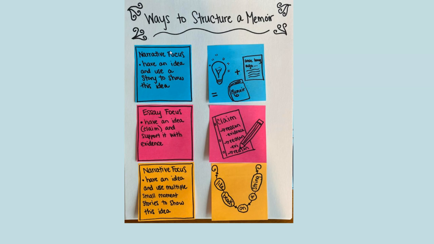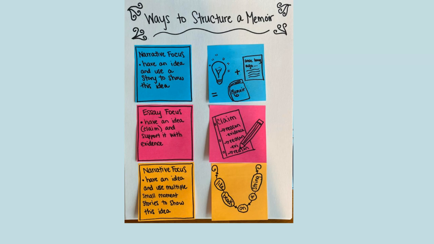Just to go over some of the different ways that they can be structured. You can have more of a narrative focused memoir where you have an idea and you use a story to show that idea. Okay, so here we go. Have an idea, you mix that with your story, and then that's your memoir. Now, you can also have an essay focused idea, which is where you have an idea, which is essentially the claim that you're making, and you're supporting it with evidence.